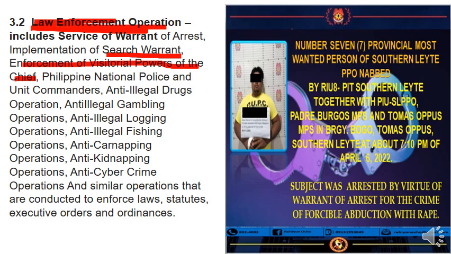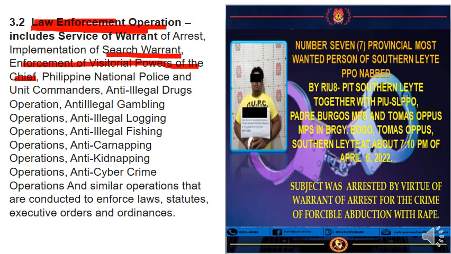And then just not to confuse you, technically law enforcement operation starts with a valid search warrant, a valid warrant of arrest. Depending upon the kind of operation, it can be an operation on anti-illegal gambling, logging, fishing, kidnapping, cybercrime. Because there is a subject on this matter, a place or a person to be searched or arrested, which is the subject of the enforcement of that law or the statute.